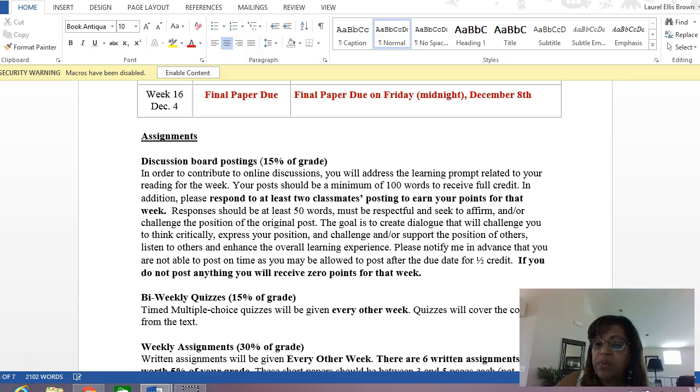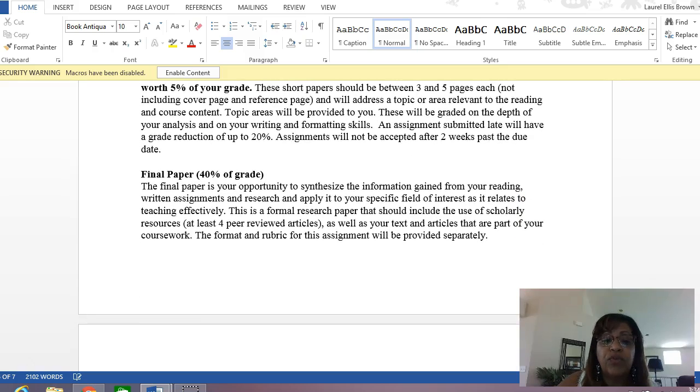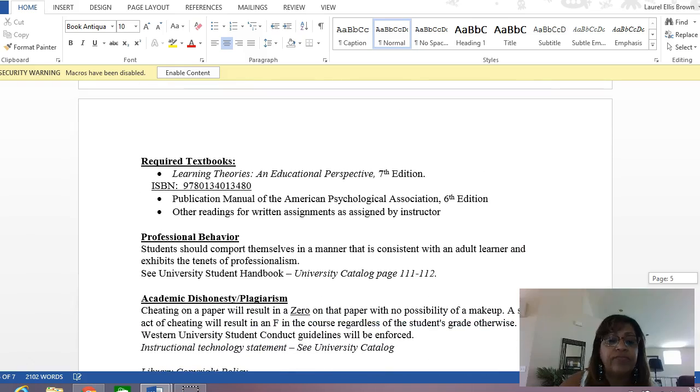The biweekly quizzes will be short answer, multiple choice, true/false, and fill in the blank, and they'll be every other week. Your written assignments will be separate assignments that I'll be assigning to you, where you're going to write a 3 to 5 page paper addressing the prompts for that week. And then a final paper, which is 40% of your grade. I'm looking for you to synthesize the information that you gained from your reading, your written assignments, and your own research, and apply that to your specific field of interest as it relates to teaching effectively.